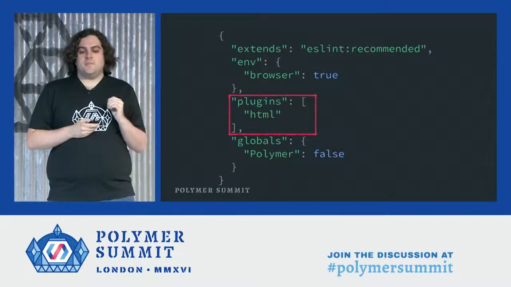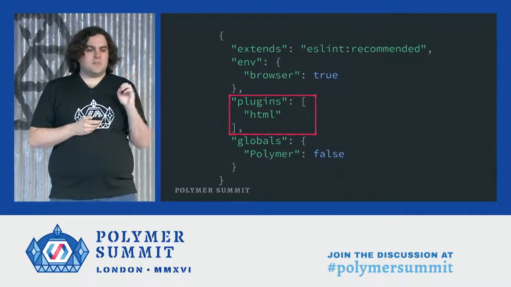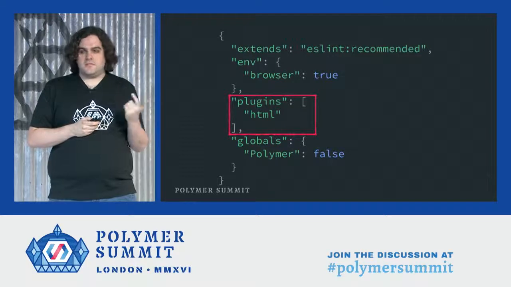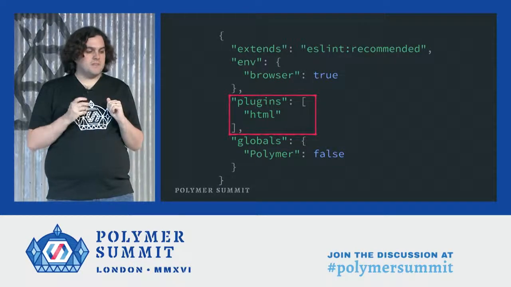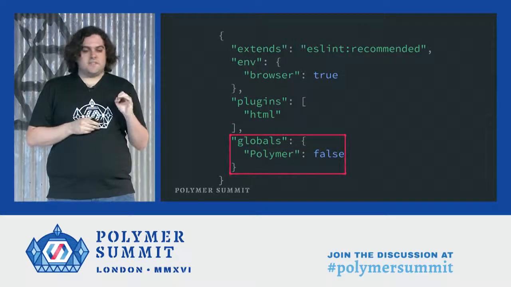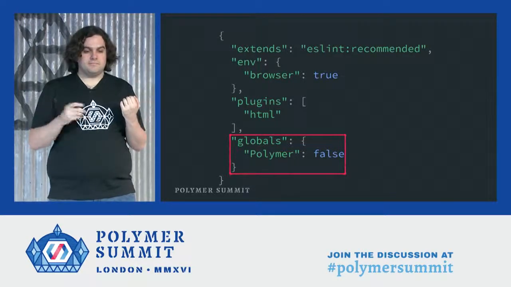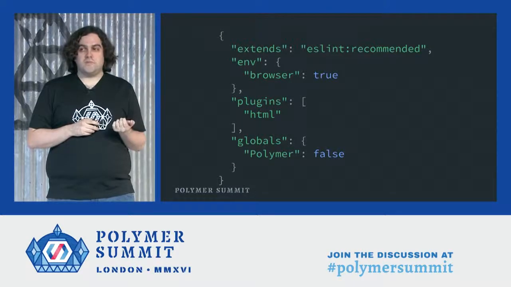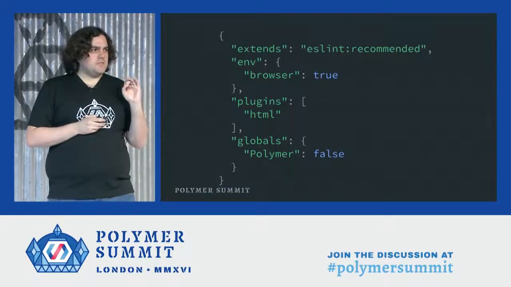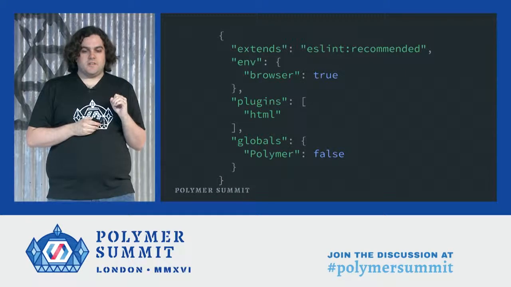Then we enable the HTML plugin so that elements written in our default Polymer style with DOM module and inline scripts will be checked correctly. And finally, we tell eslint about the Polymer global itself for use when we register our element. And that's it. Pretty simple, right? Now you can turn on eslint when writing Polymer code and catch a wide swath of errors before you even start your tests.